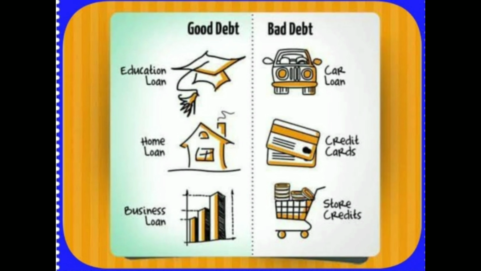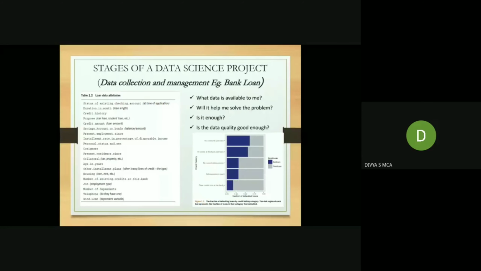For example, good loans are educational loan, business loan, and home loan. So these are all good loans. And bad loan examples: credit card balance, auto loan, personal loan, etc. For better understanding, I'll tell you an example. Education loan is considered a good one. Education loan will support students in their financial independence. So that is a good loan.